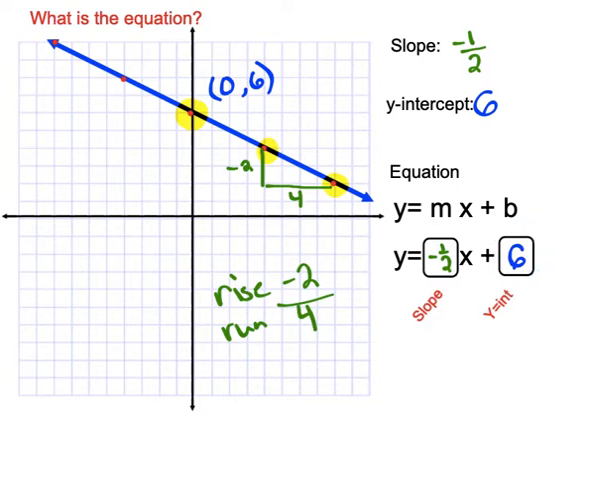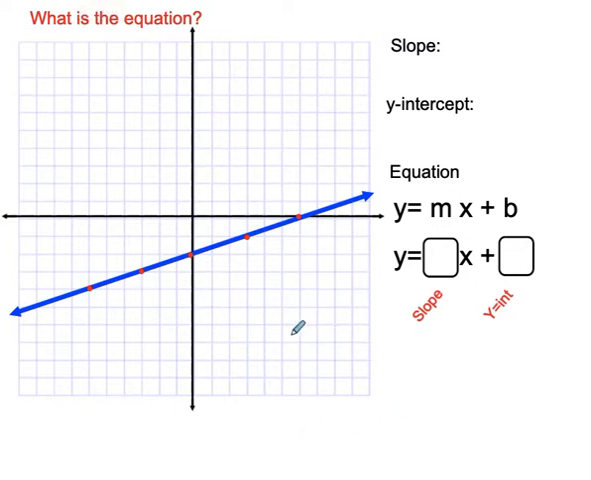Let's look at a few more. Same deal, pause the video, give it a shot, come back when you're ready. Now for this one, pick 2 points. I'll pick these 2 over here. It looks like it's going to go up 1 over 3. So that rise and run, the rise is 1, the run is 3. My slope is 1/3. I can fill that straight into my equation.